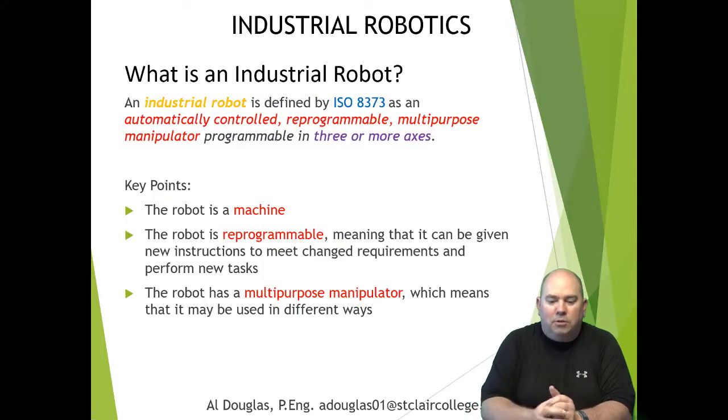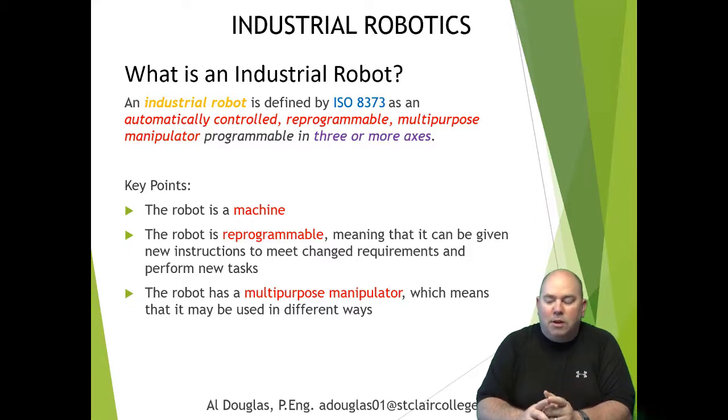So what is an industrial robot? There's actually a definition for this as per the ISO 8373 standard. Three main points here: an automatically controlled, reprogrammable, multi-purpose manipulator in 3 or more axes. So a robot is a machine. A robot is reprogrammable, meaning that it can be given new instructions to meet changed requirements and perform new tasks. And a robot has a multi-purpose manipulator, which means it can be used in different ways.